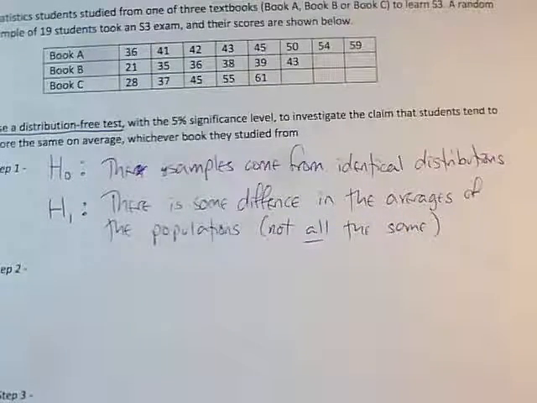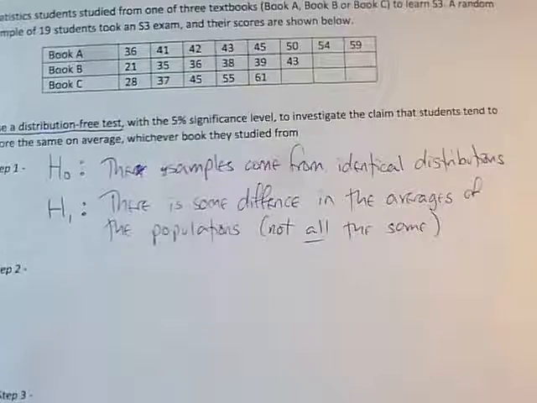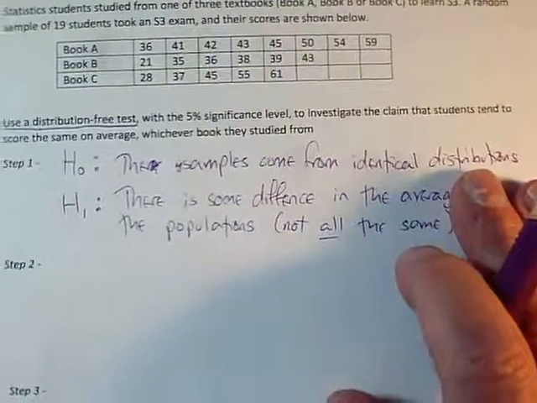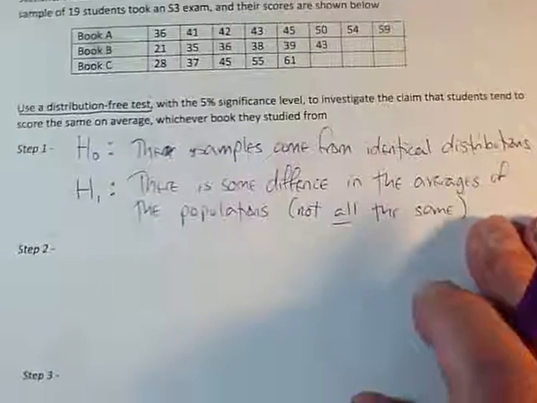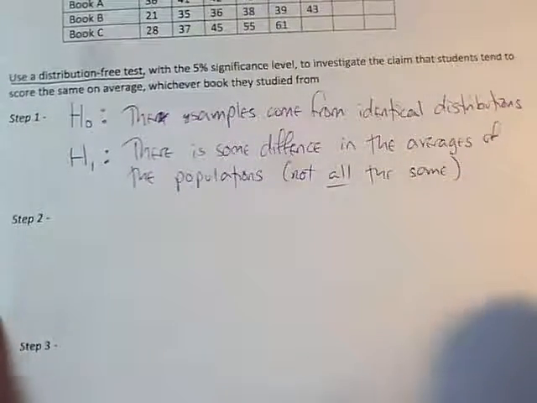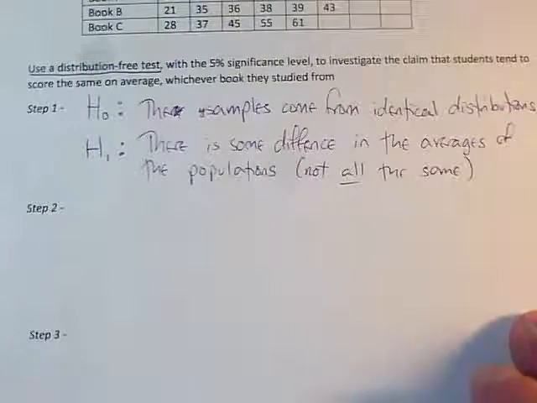So I've got my hypothesis set up. I don't have a 1- or 2-tailed decision. We're going to be using a chi-squared statistic. We always do for Kruskal-Wallis. We're only ever interested in the high values of that one.